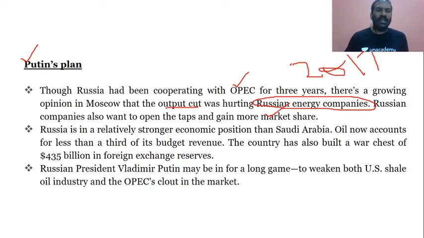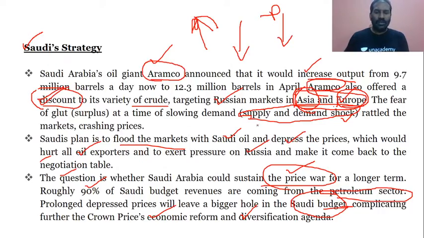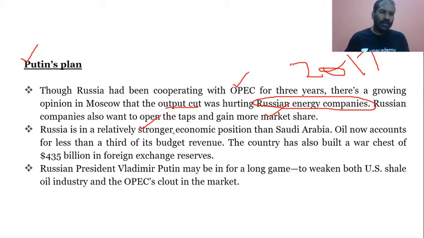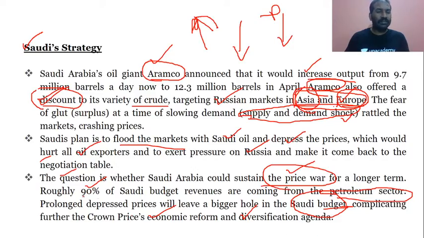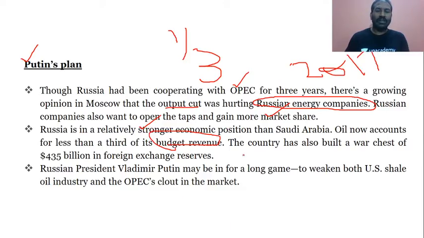Russia is in a relatively stronger economic position than Saudi Arabia. Because we were talking about the Russia strategy, to make sure that it will try to pressurize Saudi Arabia to come back to the negotiation table or to compromise in regards to the production of oil. But what is important when we look at the strategy of Vladimir Putin, that is Russia, is that Russia has a stronger economic position than Saudi Arabia because oil now accounts for less than a third of its budget revenue. Less than a third. But when you look at Saudi Arabia, it is 90%. Here, it is only one third. So that is very important.